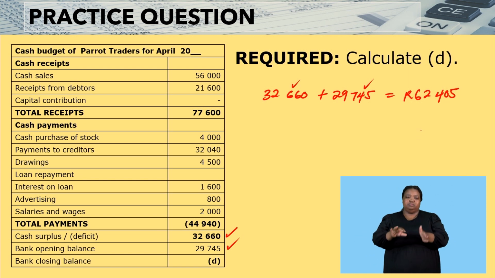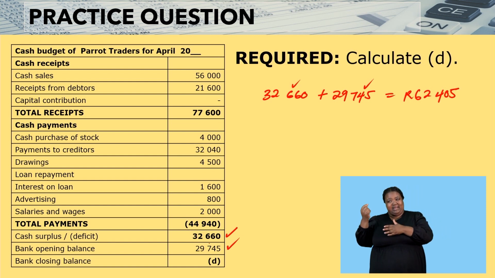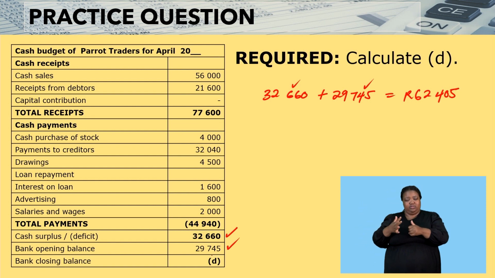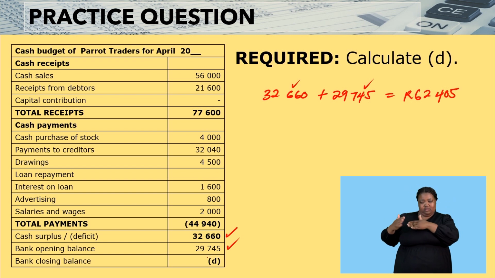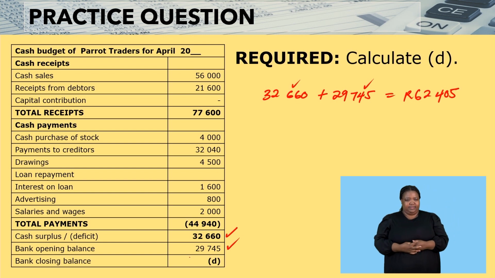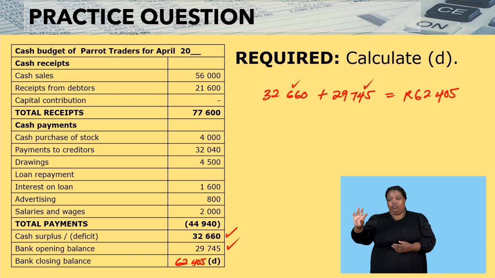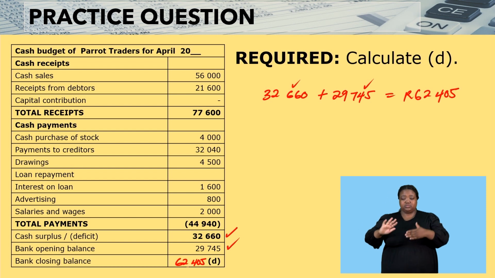Very important that you add the 29,745 because you are going to calculate the closing bank balance. So you have the cash surplus, 32,660, then you add the opening bank balance to get D, which is your closing bank balance. So I'll come here, then I'll say 62,405. That becomes the closing bank balance.